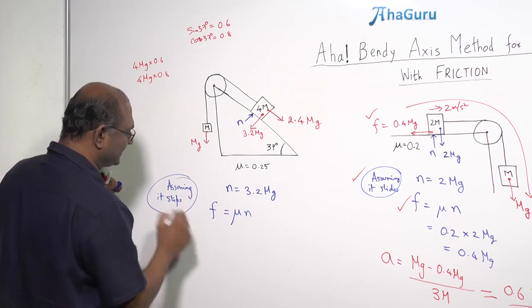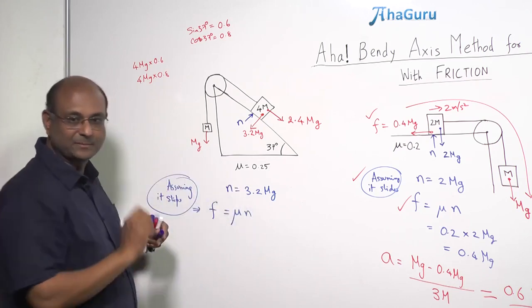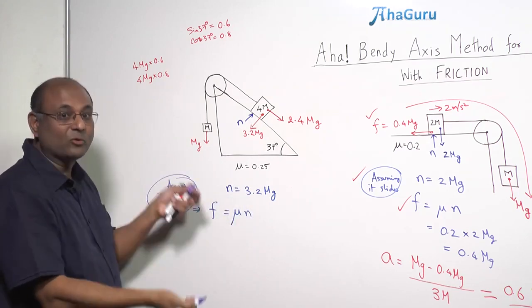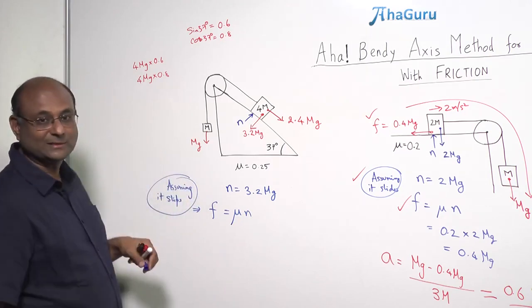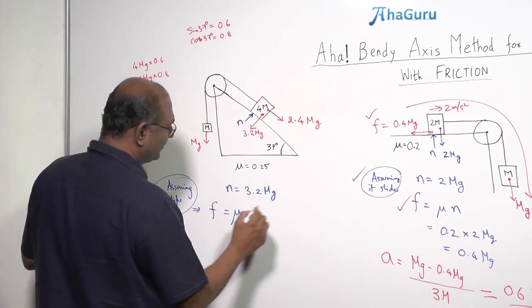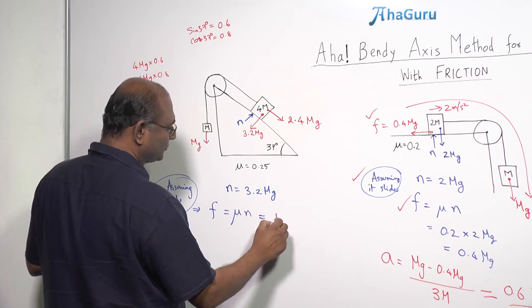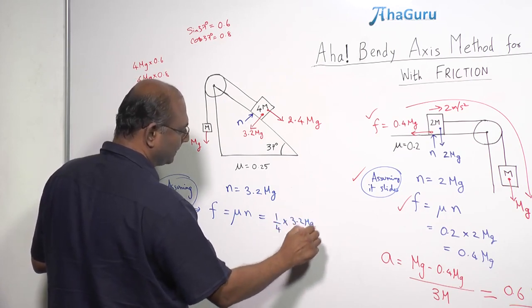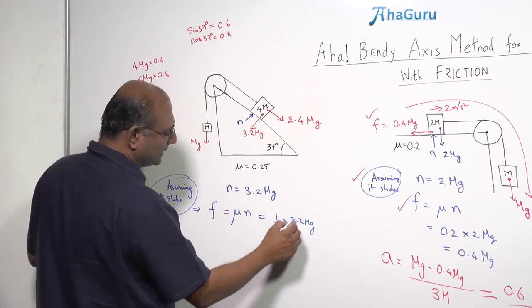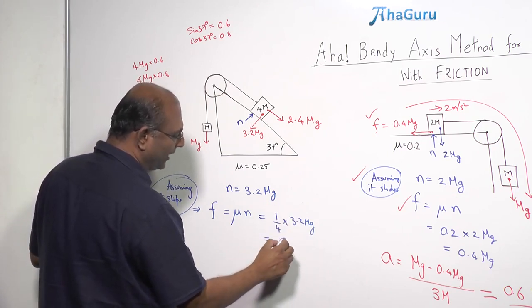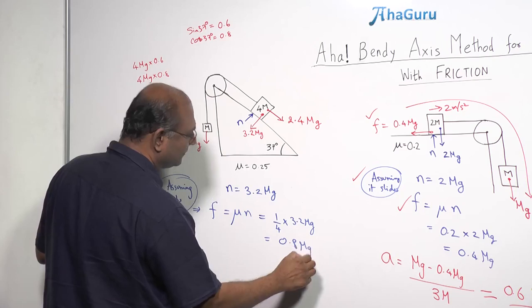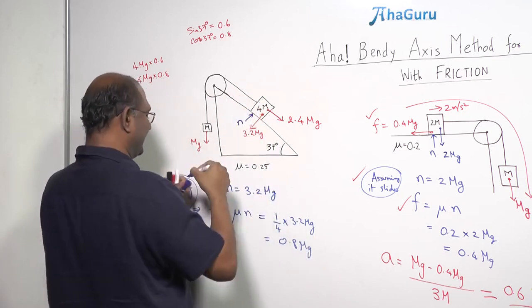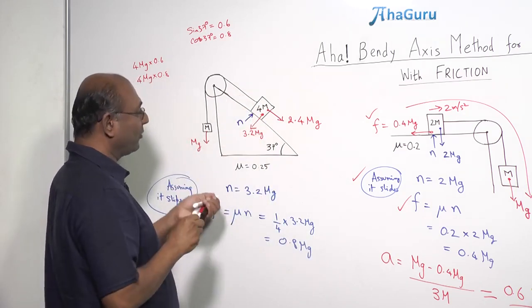Assuming the block slips, we are making this assumption. So when you solve the problem, you come back and check whether your assumption was correct. Okay, so what is mu? Mu is 0.25, which is 1 by 4 into 3.2 mg. So this is 32 by 4 is 8, so this is 0.8 mg. That means in this direction there is a friction force which is 0.8 mg.